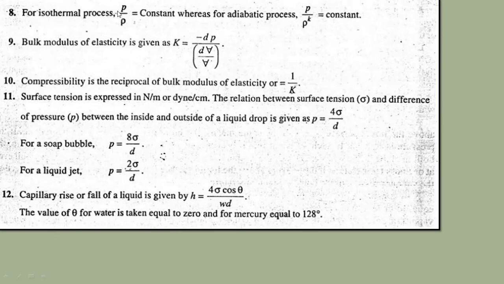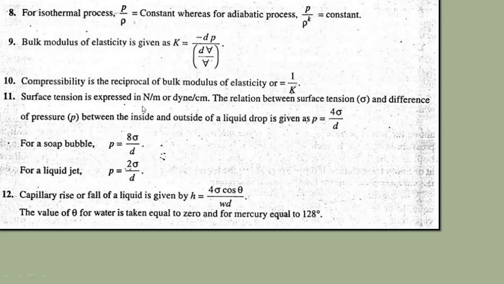For isothermal process, P divided by rho is equal to constant, whereas for adiabatic process, P divided by rho raised to k is equal to constant. Bulk modulus of elasticity is given as capital K is equal to minus dP divided by dA by A. Compressibility is the reciprocal of bulk modulus of elasticity, or 1 divided by K.